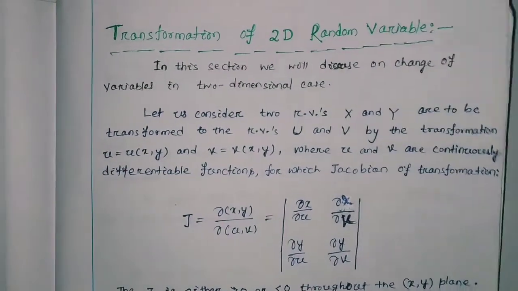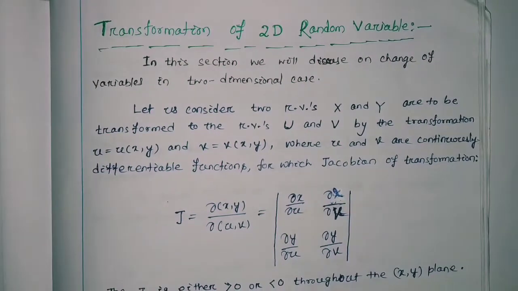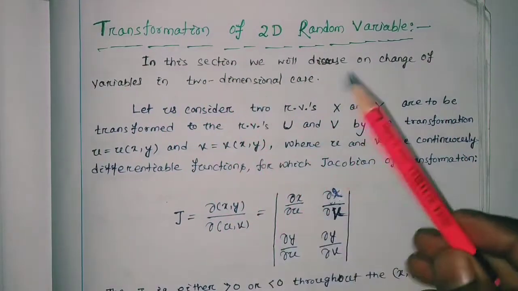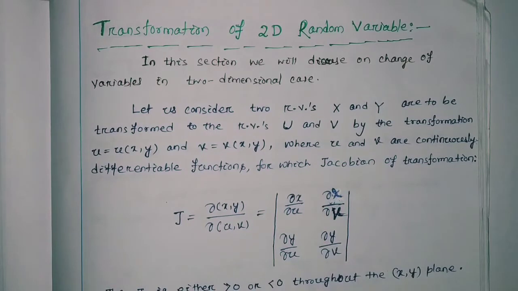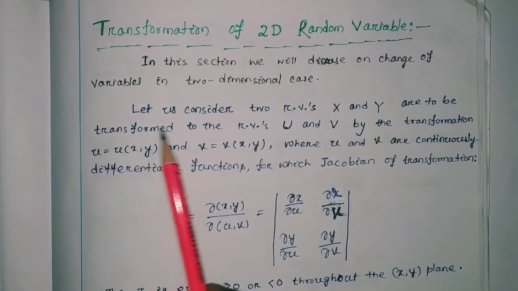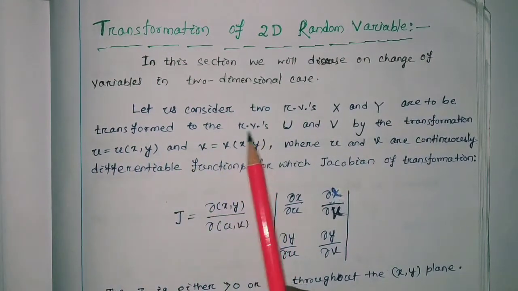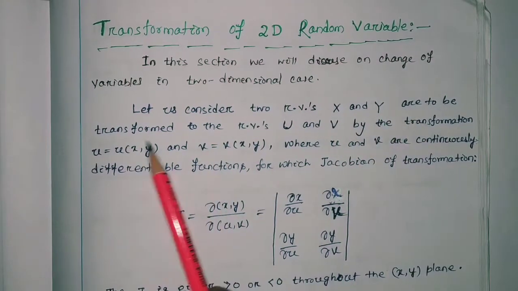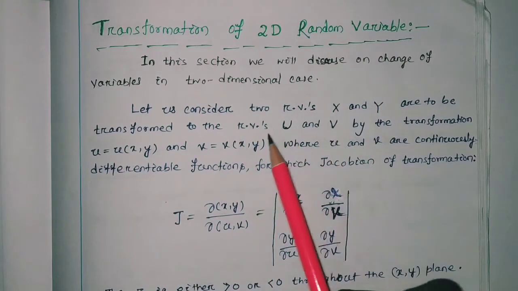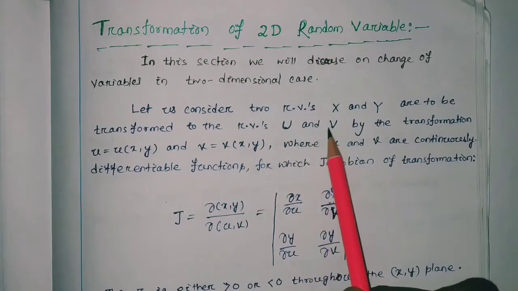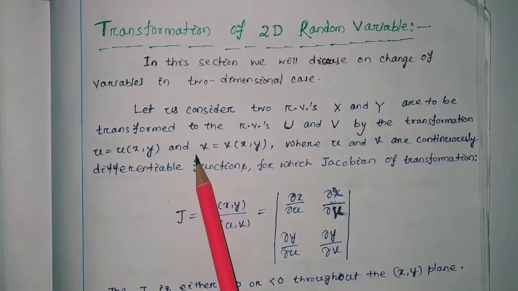So now we are going to start the transformation of two-dimensional random variables. Okay, so let's start. In this section, we will discuss change of variables in the two-dimensional case. Now let us consider two random variables x and y that are to be transformed to two other random variables u and v by the transformation u equal to u(x,y) and v equal to v(x,y).